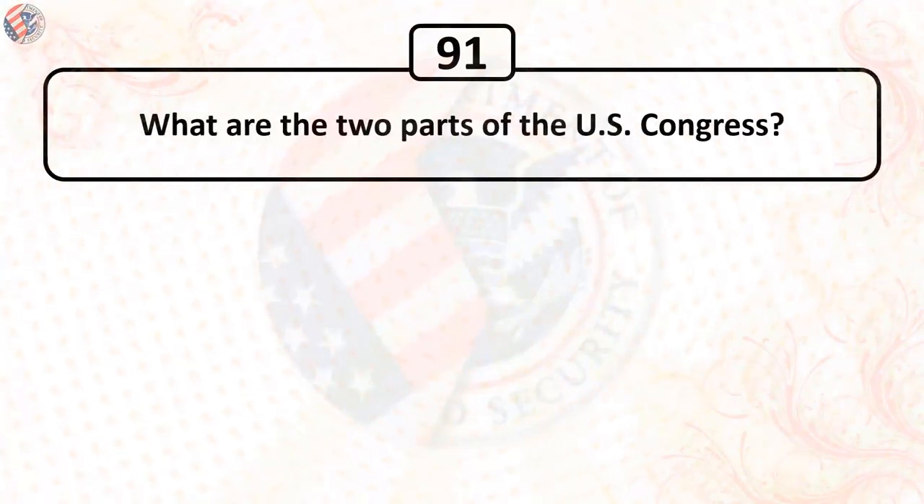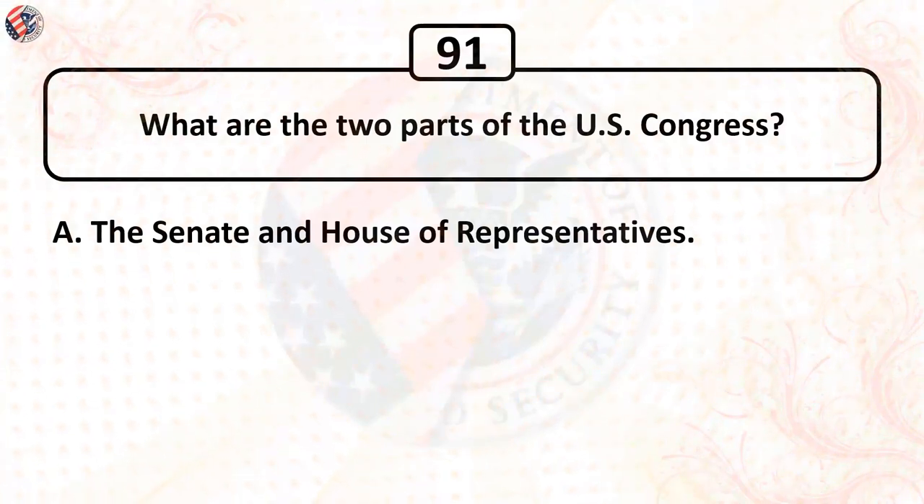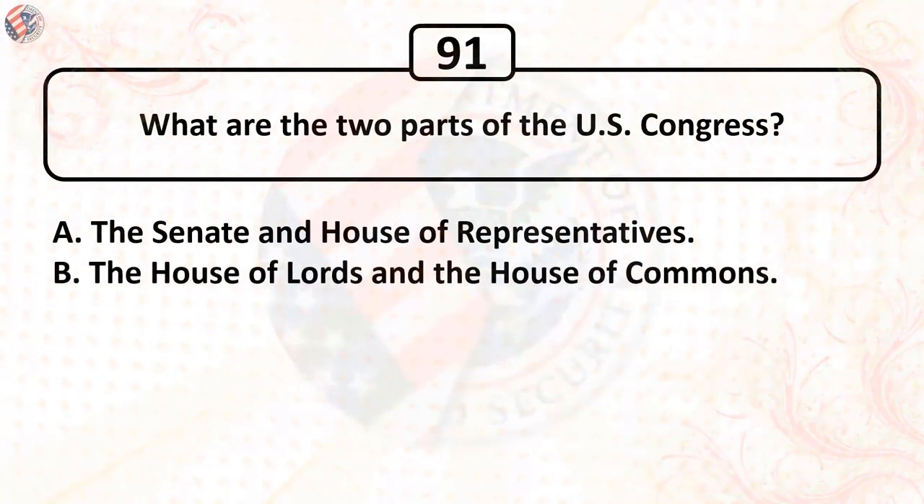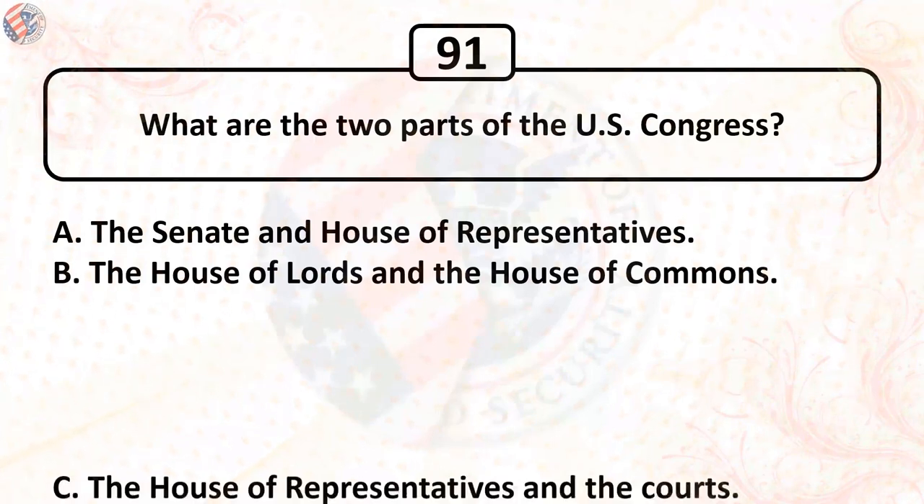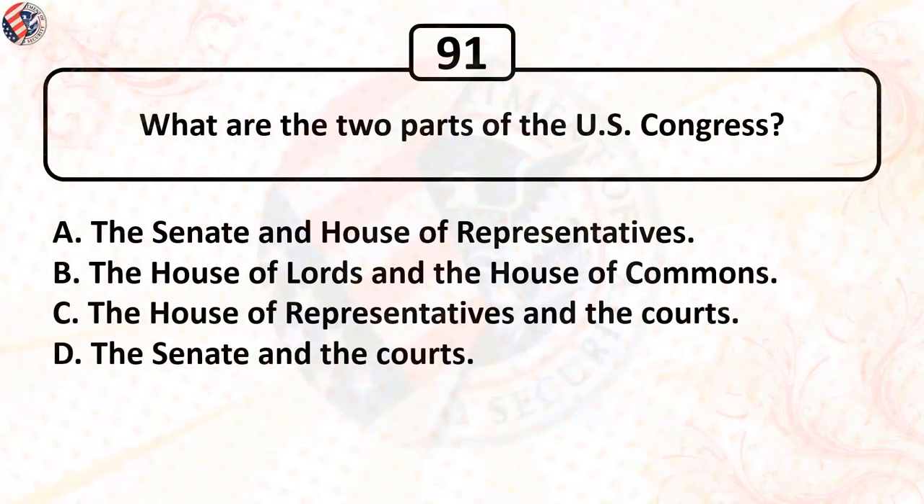What are the two parts of the U.S. Congress? A. The Senate and House of Representatives. B. The House of Lords and the House of Commons. C. The House of Representatives and the Courts. D. The Senate and the Courts.